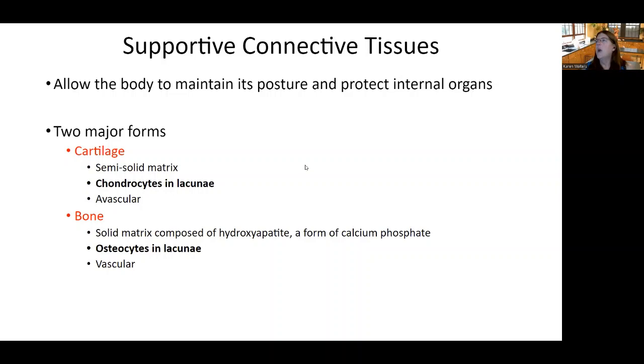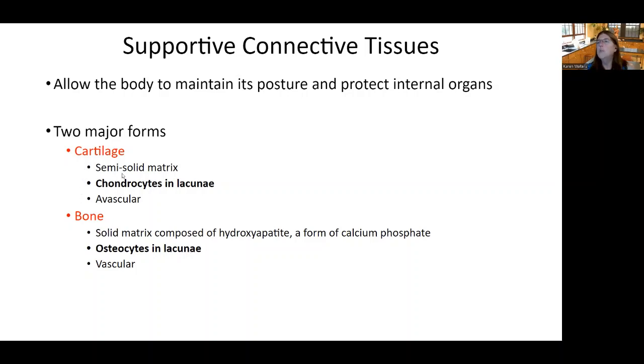So let's think about our supportive connective tissues. You're probably very familiar with bone, but also cartilage, which is kind of like a cartilage can be converted into bone, right? Both of them are based on cells. In the case of cartilage, we call them chondrocytes, and in the case of bone, we call them osteocytes. These are cells that live in spaces called lacuna. They are within the matrix of either the bone or the cartilage.